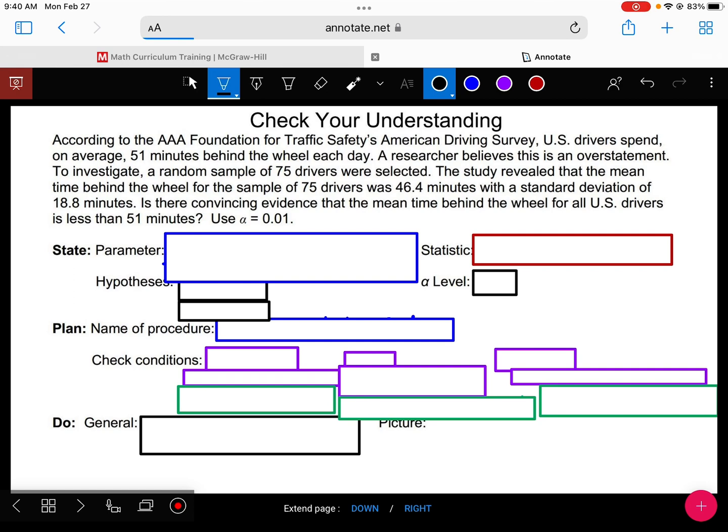So is he doing sampling here? No, he's doing random assignment, so that would make it what kind of situation? Starts with an E. I don't know. Doing an experiment. Oh, yeah.